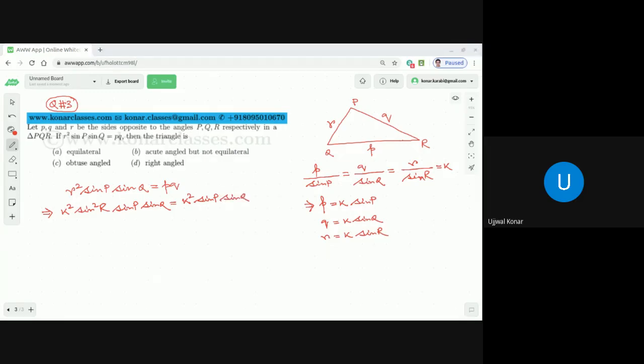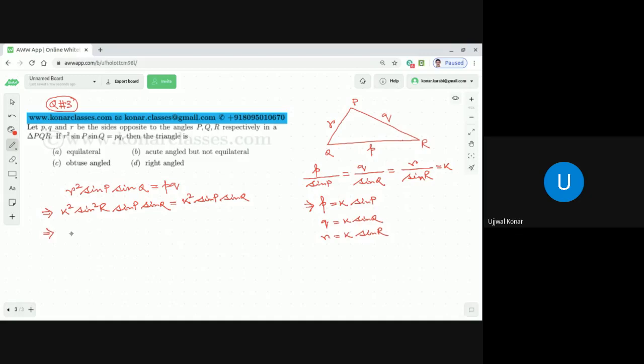Correct, no? So from here, what we can get is that this K square gets cancelled because K cannot be equal to 0. Because if K is equal to 0, the entire assumption that P by sine P is equal to Q by sine Q is equal to R by sine R equal to K is meaningless.